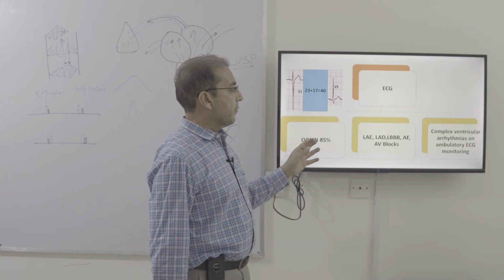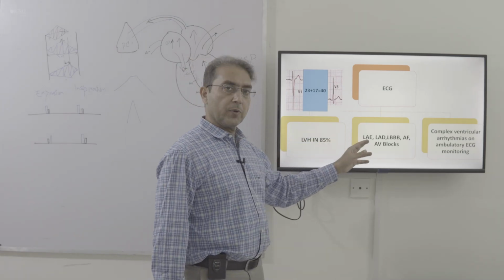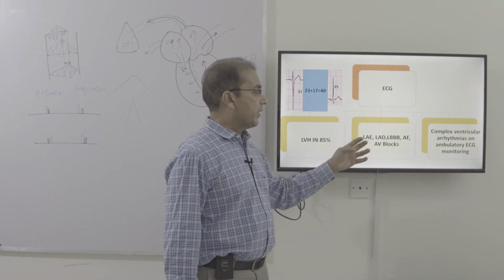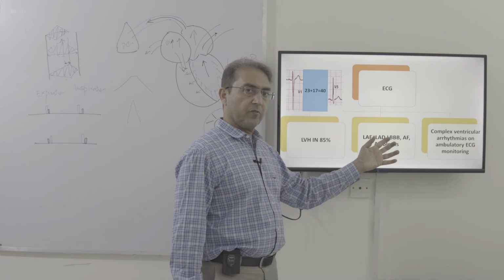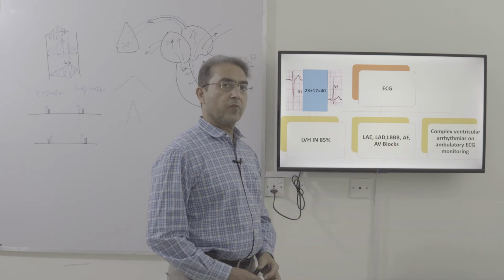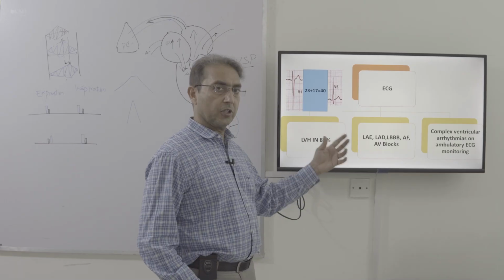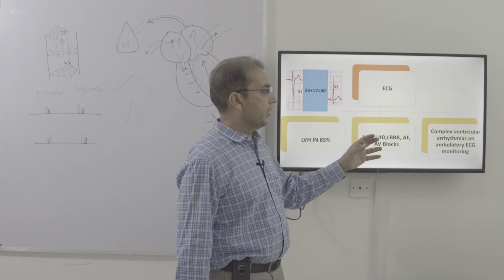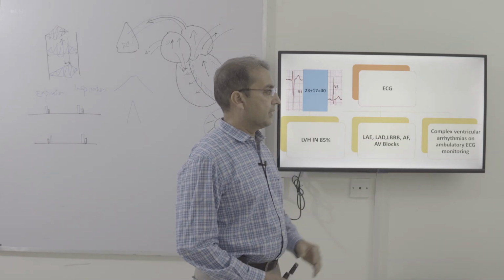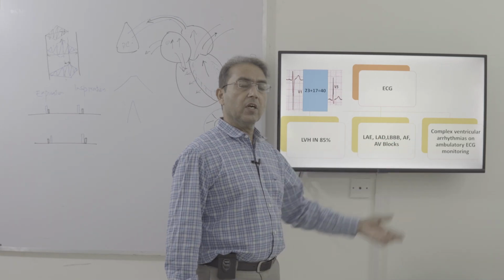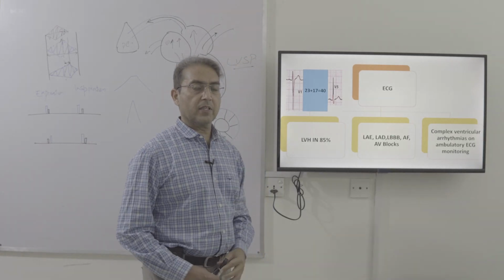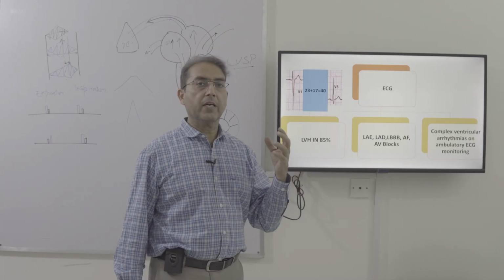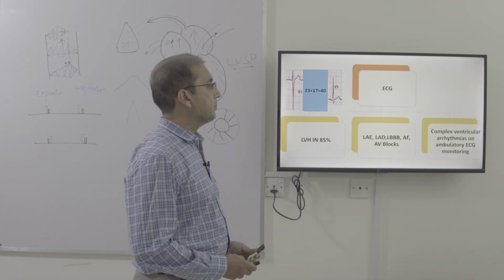In addition to the left ventricular hypertrophy, we can see left atrial enlargement because of high pressure in the left atrium. We may see left axis deviation. We may see left bundle branch block. There may be atrial fibrillation. The patient may have atrioventricular blocks, first degree, second degree, or third degree. Then if the patient has palpitations, we can go for Holter recording, that is ambulatory ECG recording, and we can see what type of arrhythmias are there. We may find ventricular ectopics, ventricular tachycardias, or atrial fibrillation on Holter recording.